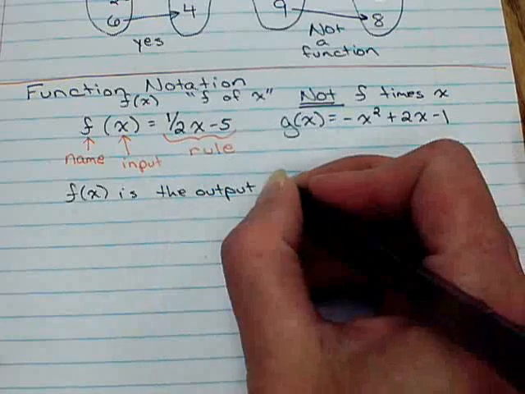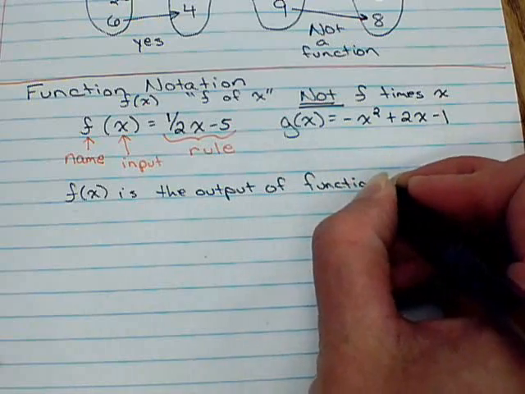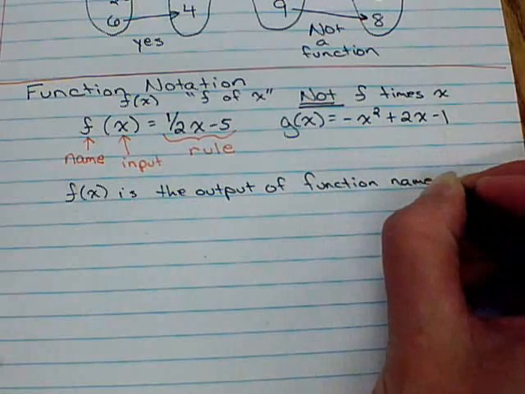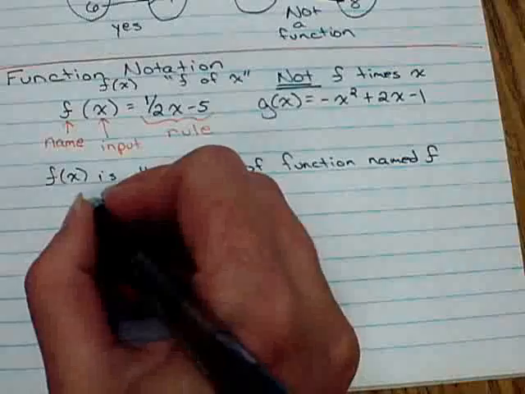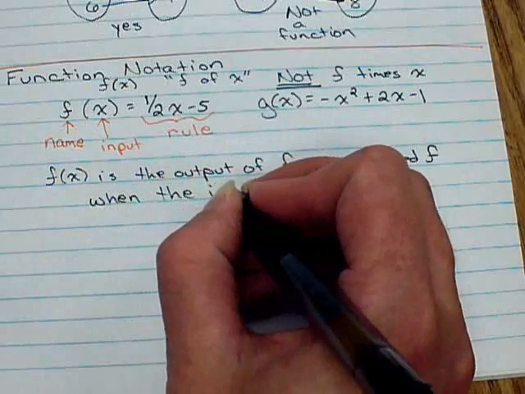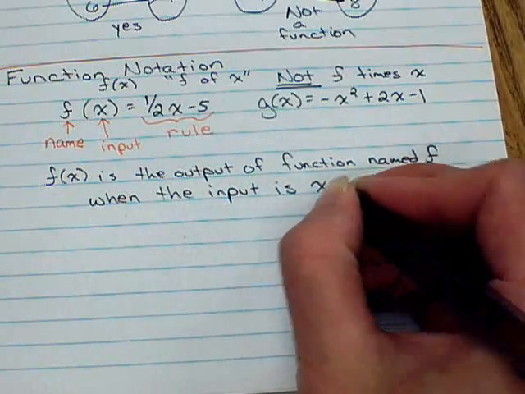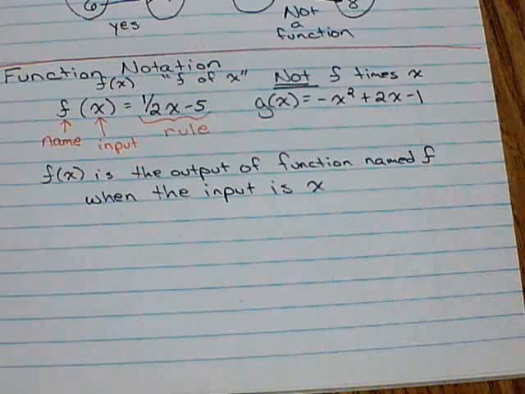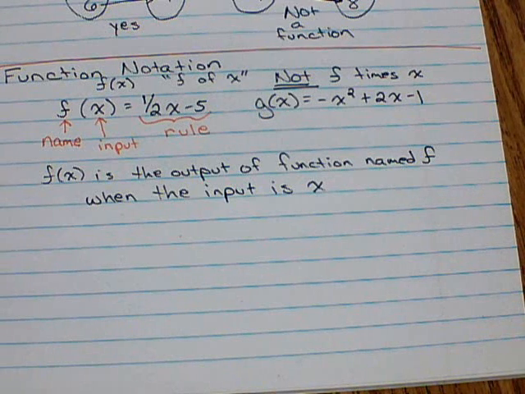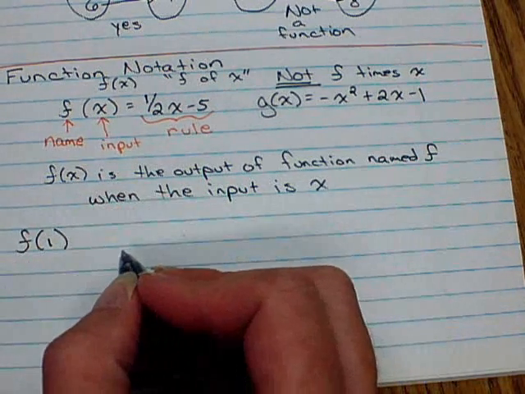of function named f when the input is x. So that's long, but I want you to get this idea that f of x is always giving you the output. So if we were asked to find f of 1, this is giving us a specific input.